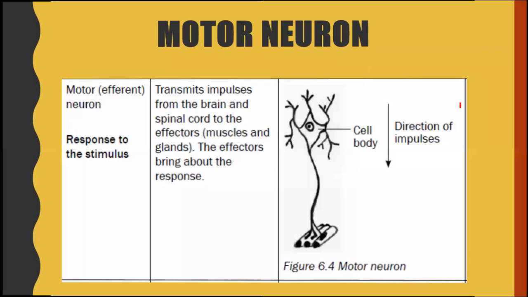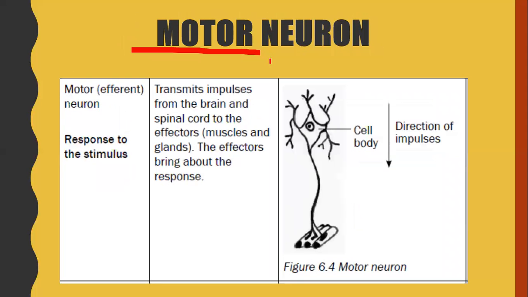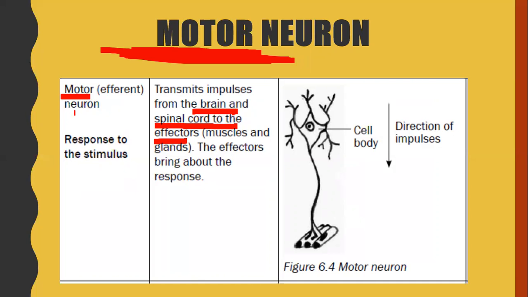And then what you see here is the motor neuron. So the motor neuron actually transmits impulses from the brain and spinal cord to the effectors, to the muscles and glands. The effectors bring about the response. So the type of a neuron that you see here is a motor or the efferent neuron. So just try and memorize this. So it's a response to this stimulus.